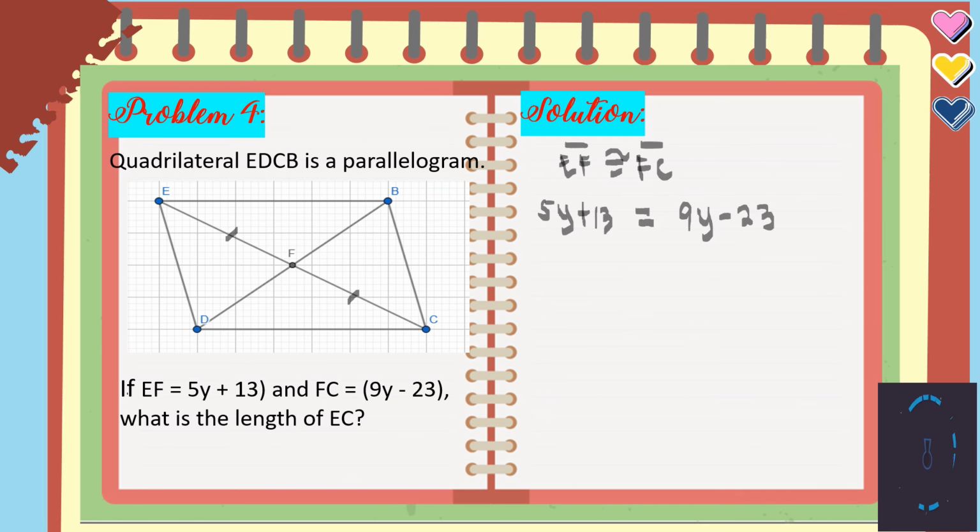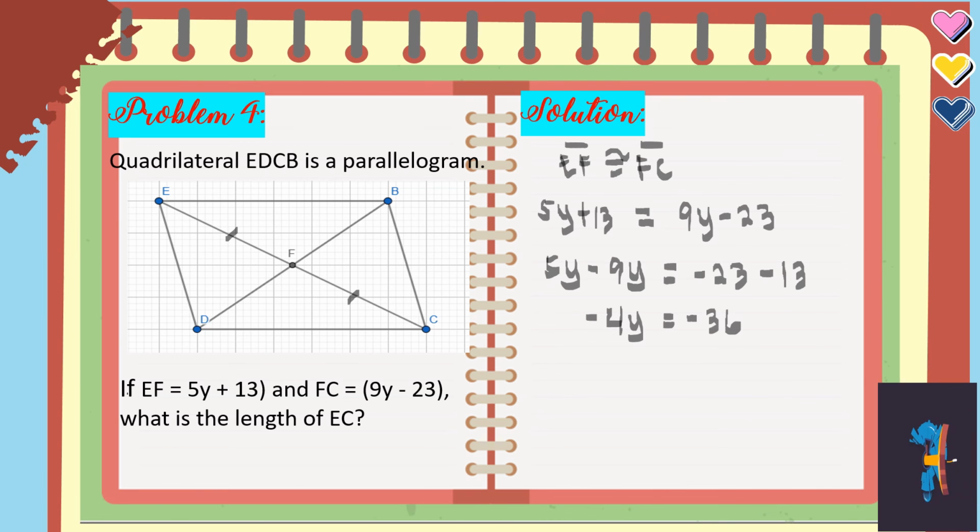So we have, by the addition property of equality, 5y, plus 9y becomes minus 9y equals negative 23 minus 13. 5y minus 9y is negative 4y. Negative 23 minus 13 is negative 36. So to solve for y, we divide both sides by negative 4. Thus, we get y equals positive 9.